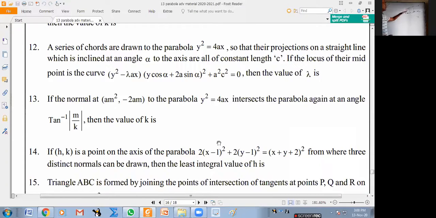There are many chords of the parabola. When you find the projection of that on this, that means from this you find a perpendicular, from this you find a perpendicular, that length is c. These chords can have any orientation, no problem. What is the locus of the midpoint of all such chords? The question.